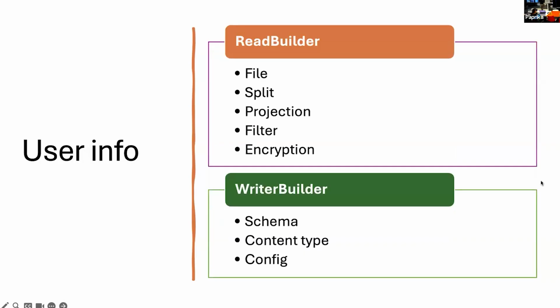So we separated out the information coming from the user into the read builders and the write builders. In the read builder, you can get the file, the split, the projection, and the encryption. On the write builder, you get the schema, the content type, the config. So these are the main interfaces which the user will interact with. They will have a read builder, they will have a write builder.